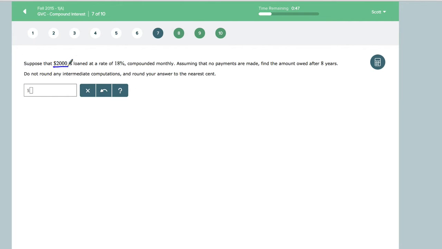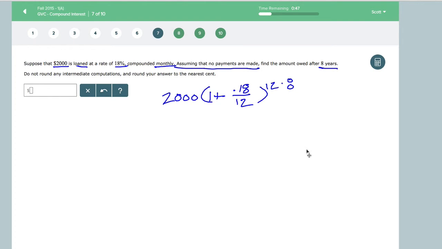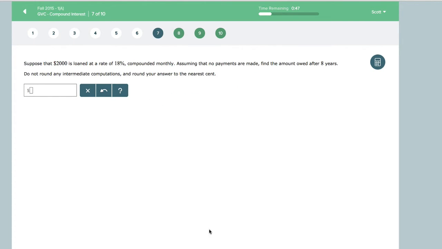Okay, I'll do another example. 2,000, so we have 2,000 parentheses, and it's a loan, but we're not making any payments, so that means the loan amount's getting bigger at 18%, so 0.18 over compounded monthly, so it's compounded 12 times a year. We just copy that number up there, times 8 years. Enter all that into the calculator, and it will give you your answer. I'm just going to go ahead and move on.